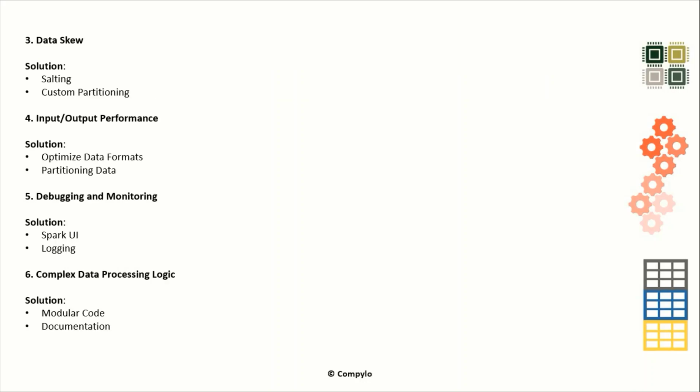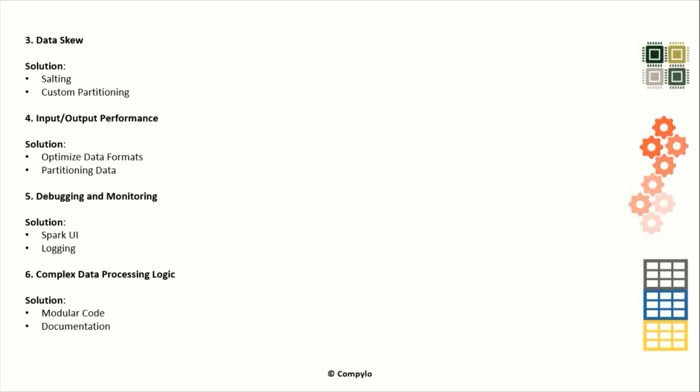Next point that we can discuss is data skewness. So uneven distribution of data can lead to some tasks taking significantly longer than others, causing bottlenecks. If you have seen such scenarios, you can obviously explain that in your interview. What could be the possible solutions? Solution could be salting. Introduce a random key to distribute the data more evenly across partitions. And next is custom partitioning. Implement custom partitions to control how data is distributed, especially when dealing with skewed keys.